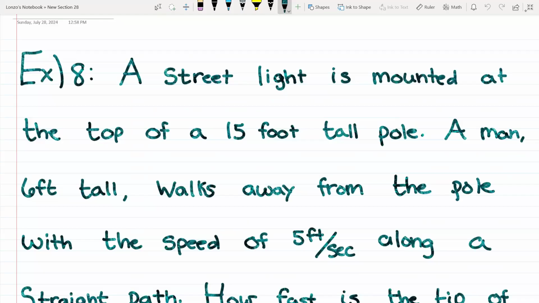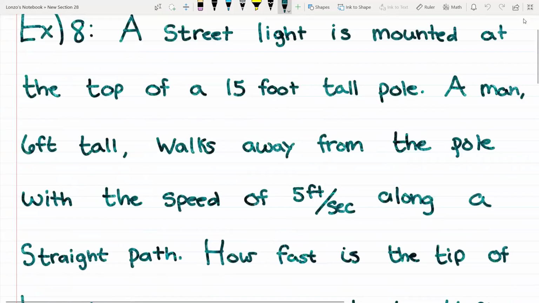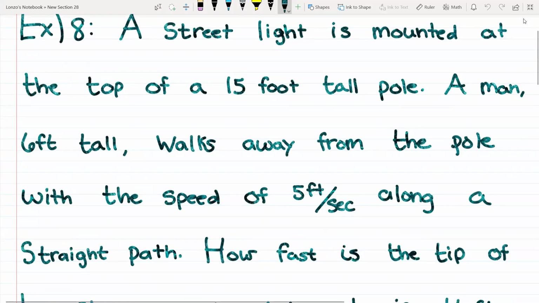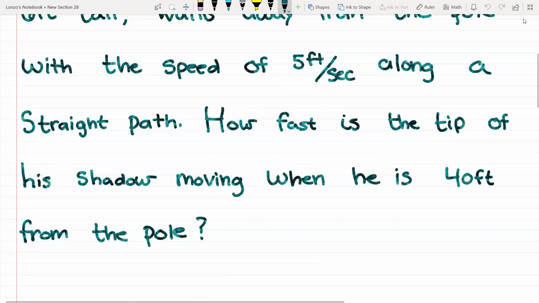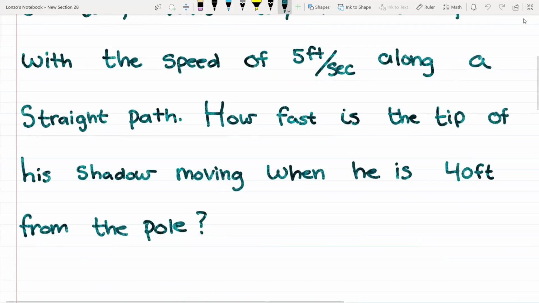In this video, I will do example 8 of related rate word problems. In this example, it's involving a street light. Example 8 says, a street light is mounted at the top of a 15-foot tall pole. A man, 6 feet tall, walks away from the pole with a speed of 5 feet per second along the street path. How fast is the tip of his shadow moving when he is 40 feet from the pole?